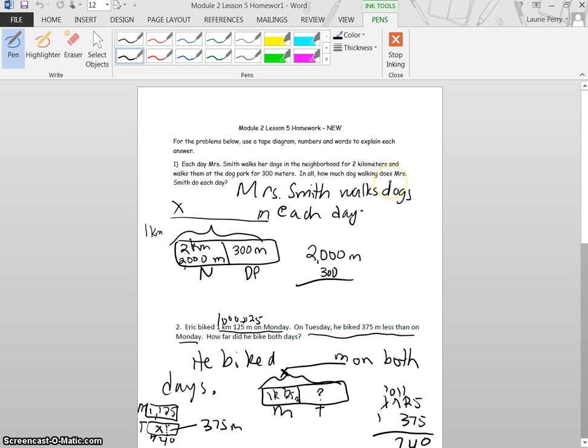So I can just fill in 740 for Tuesday. Now I need to add Monday and Tuesday in order to find out how many in all. I'm going to let you guys do that part. And I'm going to let you also try problem 3 on your own.